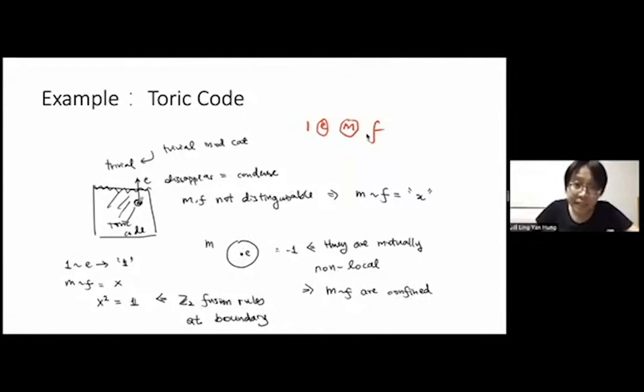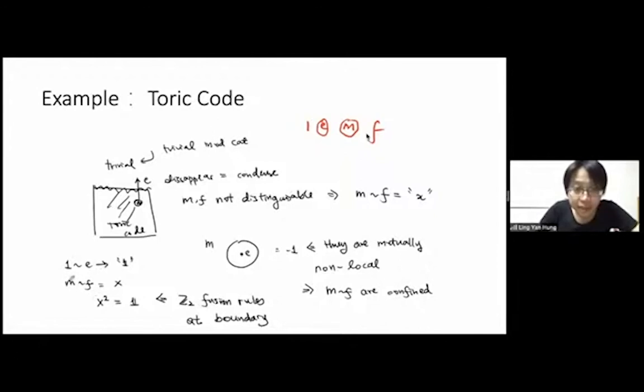In particular, if the electric charge is condensed, then M and F would no longer be distinguishable, because M fusing with E is equal to F. Moreover, M and F have non-trivial braiding statistics with E. They have a statistics of -1, and therefore M and F would be confined in the condensed phase. We call this new object, where M and F are no longer distinguishable, X. And this X would be at best stuck at the boundary. It cannot move further because it's confined by the condensate.